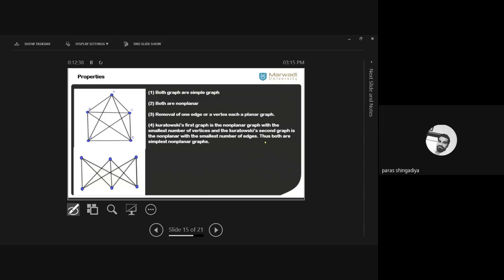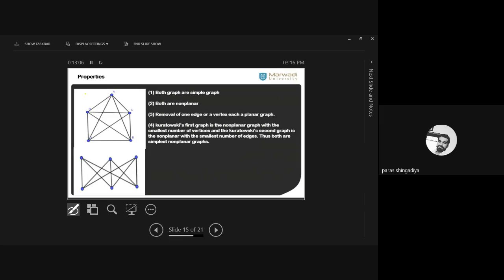And now the fourth one, it is important. Kuratowski's first graph is the non-planar graph with the smallest number of vertices, and the second graph is the non-planar graph with the smallest number of edges. Smallest number of edges and smallest number of vertices.